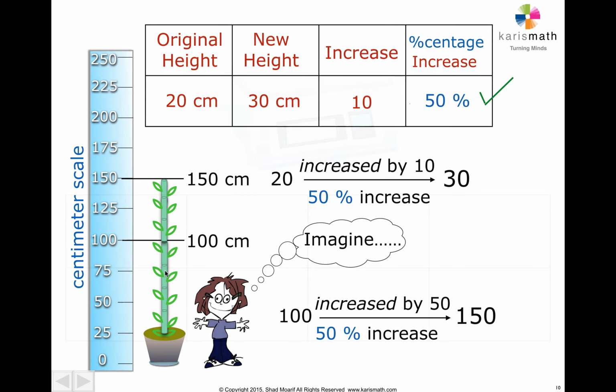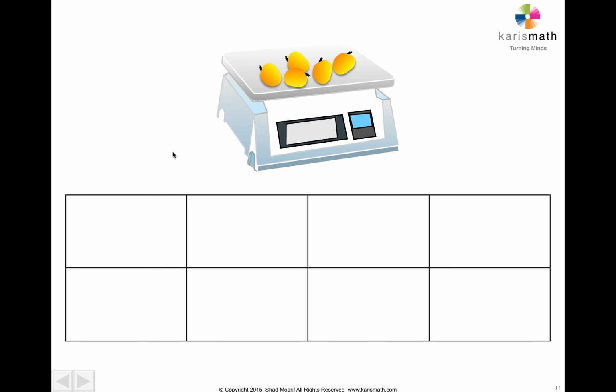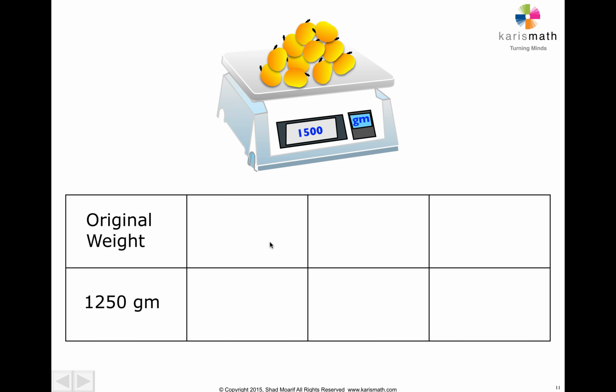Okay, let's look at this one. Here's some mangoes being weighed. The original weight was 1,250 grams. Then we put in some more mangoes here and the weight increased to 1,500 grams. Now, what's the increase in weight?